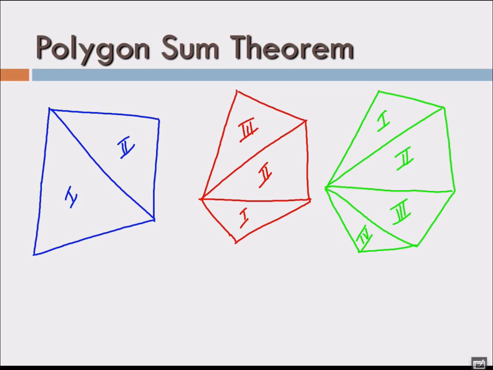Suppose I have 13 sides. I'm dealing with a 13-gon. How many triangles will I get? 11. Suppose I'm dealing with an n-gon. How many triangles? N minus 2.